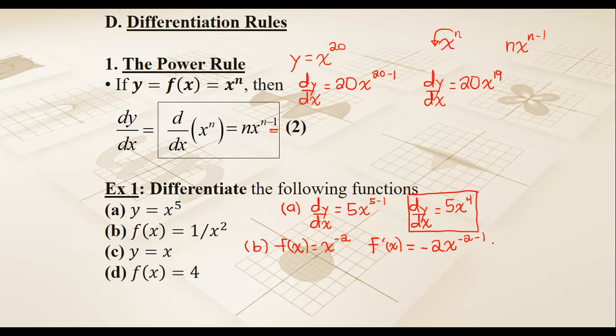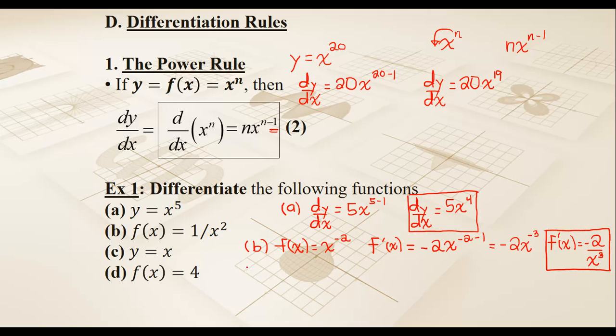So this would then be negative 2 x to the power of negative 3. Or if you wanted to rewrite it with the positive exponent, you could write down f prime of x would be equal to negative 2 divided by x cubed. This would be fine if you wrote it like that as well. Okay, and we can box that.